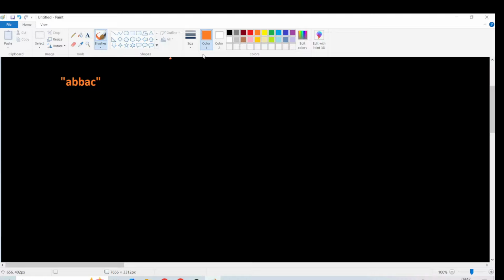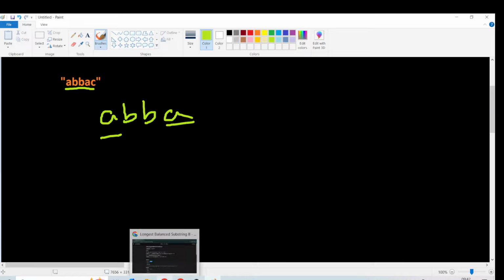Now, what do we have to find? We have to find the longest substring which has an equal number of each distinct character. So we can take this one, ABBA. Here the number of A's is equal to the number of B's. One thing you have to observe is that we don't need to have all three characters present in the substring. We can have one, we can have two, and we can have three.